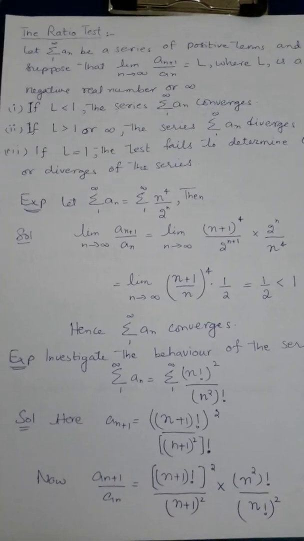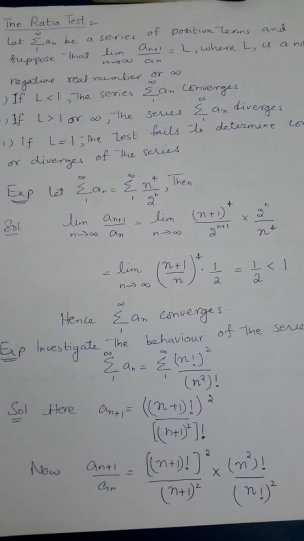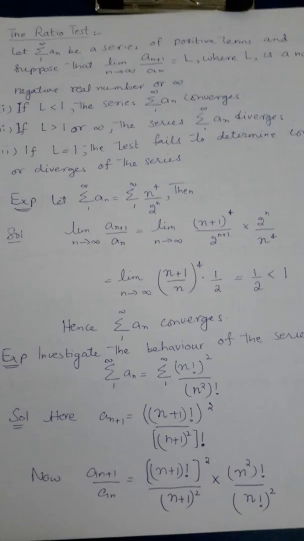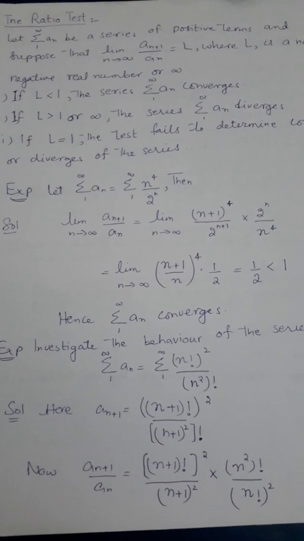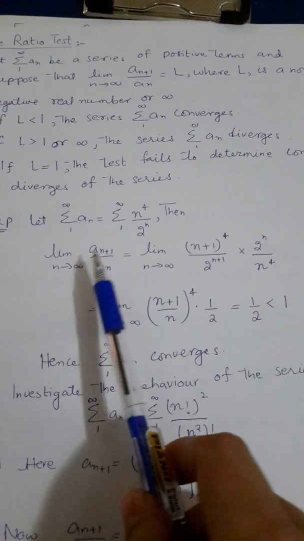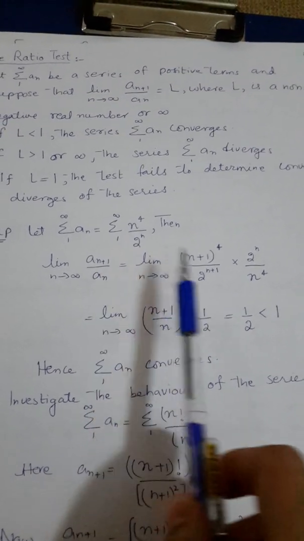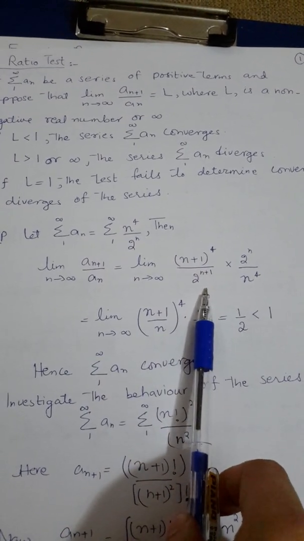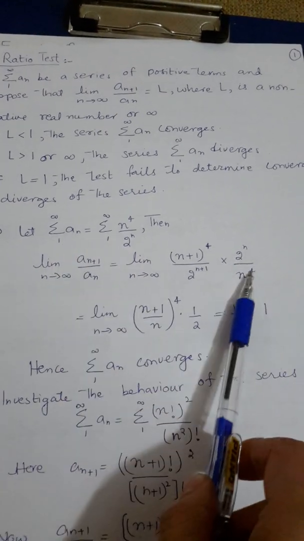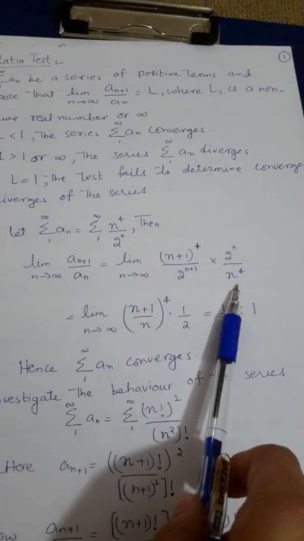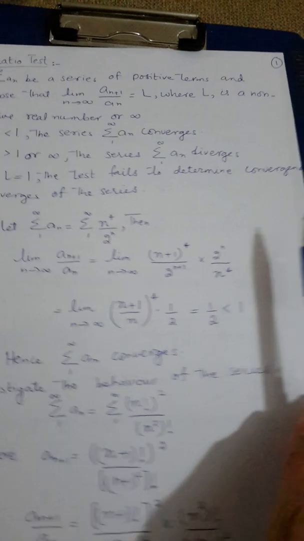Now we are taking an example: the series a_n equals n to the power 4 over 2^n. Simply, we take the ratio between two terms, a_(n+1) over a_n. Here a_(n+1) is the term (n+1) to the power 4 over 2^(n+1), and for a_n we take its reciprocal, as a_(n+1) is divided by a_n.